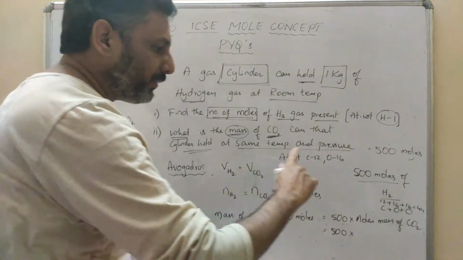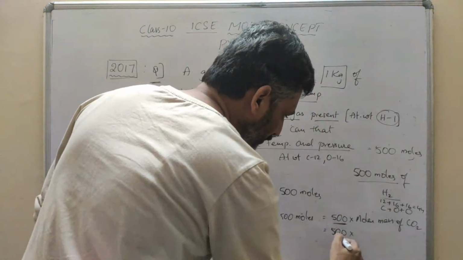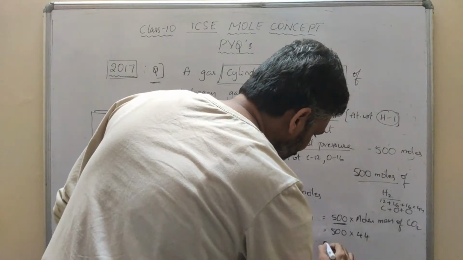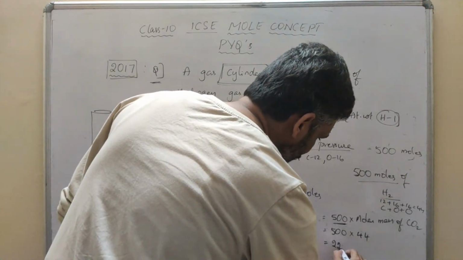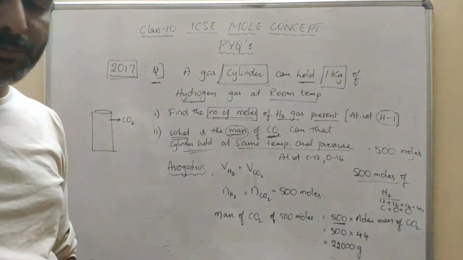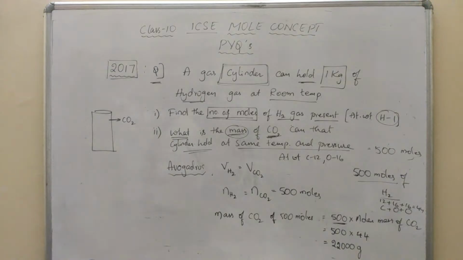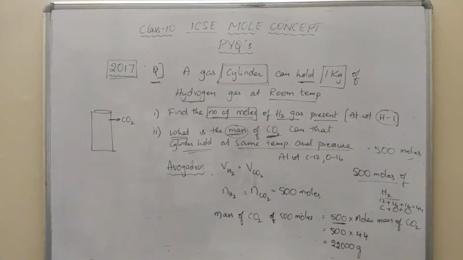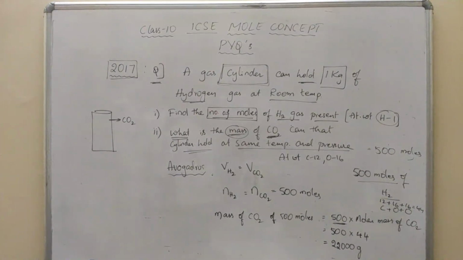1 mole is 44 grams. I have 500 moles. So 500 into 44 grams equals 22,000 grams. So if you replace hydrogen gas with carbon dioxide in the same cylinder, then you can take 22,000 grams of carbon dioxide in the same cylinder under the same conditions. So this is the second bit.